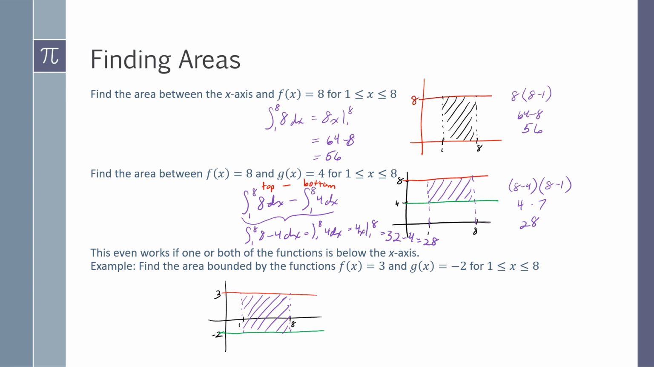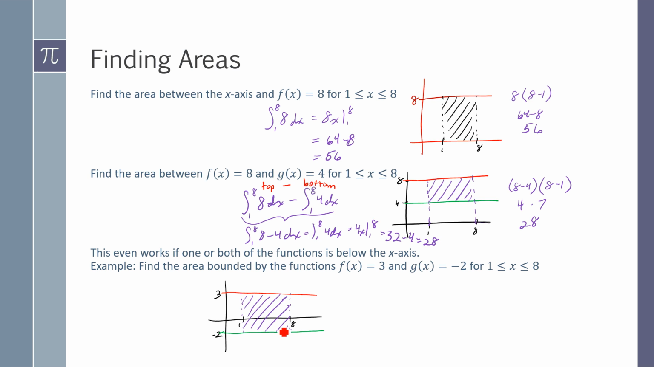Then remember that rectangles are what we based integrals off of. Integrals are RAM with an infinite number of rectangles. All that we had to figure out were the heights. Well, the heights are always going to be top minus bottom, top minus bottom, top minus bottom. So even though we have below the x-axis, this still works.